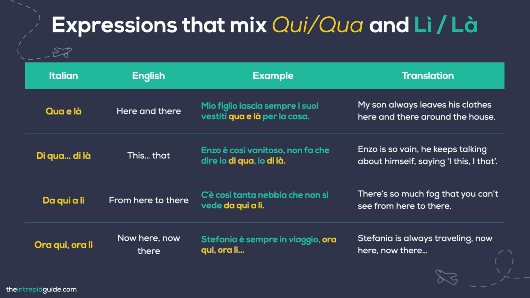There's so much fog that you can't see from here to there. Ora qui, ora lì, meaning now here, now there. For example, Stefania è sempre in viaggio. Ora qui, ora lì. Stefania is always traveling, now here, now there.